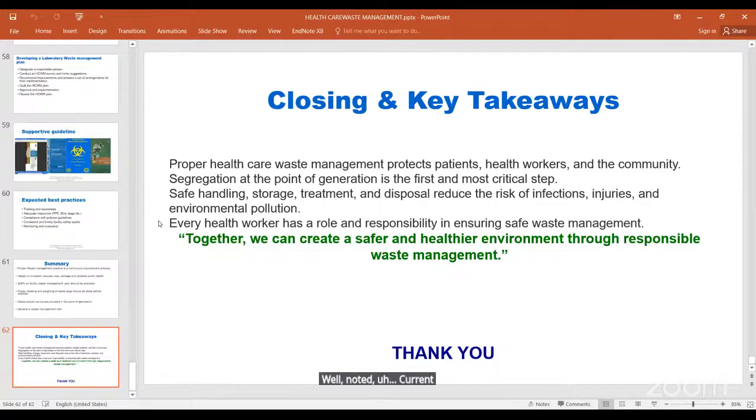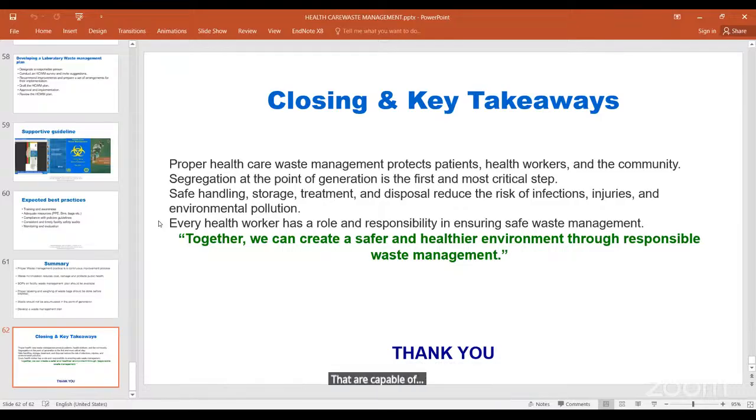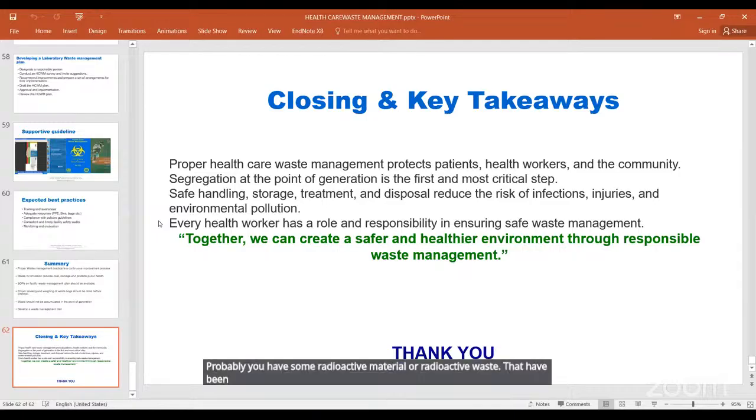Caroline Kiprop asked, how does cancer relate to poor waste management? Excellent question. We've talked of wastes that are capable of causing cancer, in that you may have some radioactive material or waste that has been mismanaged. Probably it has gone into the drainage system, and this has gone back to our waters.